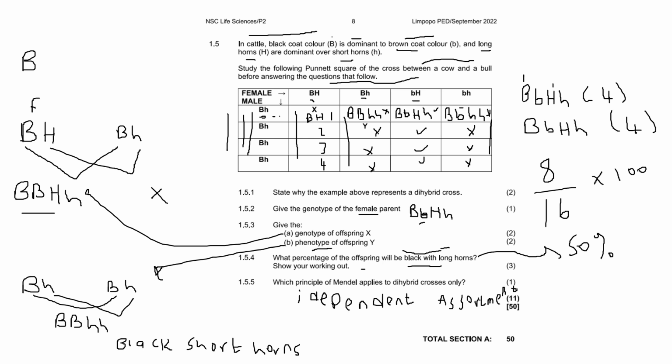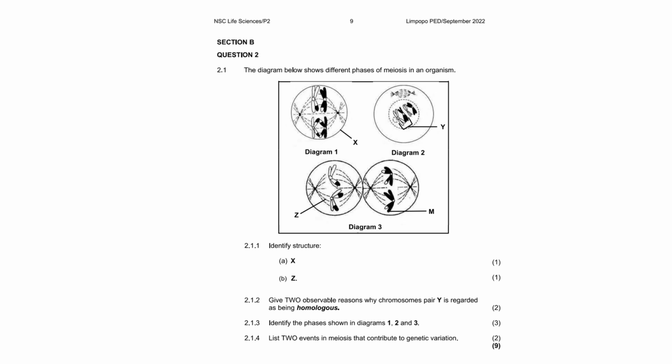So let's quickly go to section B. Now we're going to meiosis. I'm assuming, since I'm seeing homologous chromosomes, this should be meiosis 1. Firstly, they're asking us to label the diagrams. So they're asking us what is X. X is this guy here. Remember, X is the cell membrane. So X is the cell membrane there.